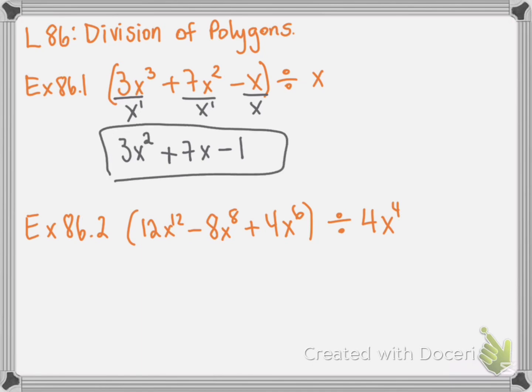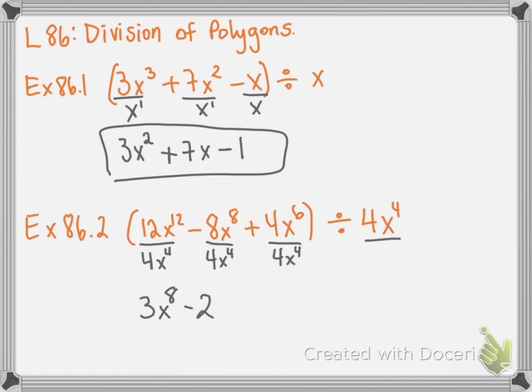In the second example, we have the same. Even though we have here an x with a number in front and an exponent, it's still a monomial, so we're going to divide each one of these by 4x4. And if we divide that, it's going to be 12 divided by 4, which is 3. And then subtracting x to the 12th power divided by x to the 4th power, we subtract 12 minus 4, which is 8. Then we do negative 8 divided by 4, which is negative 2.